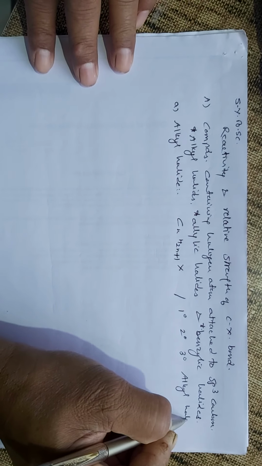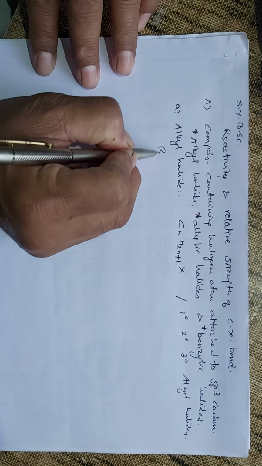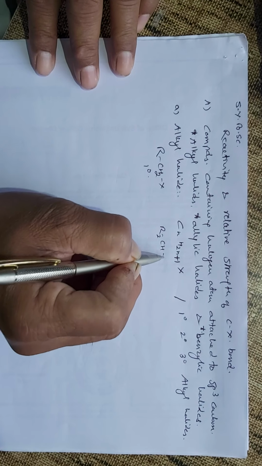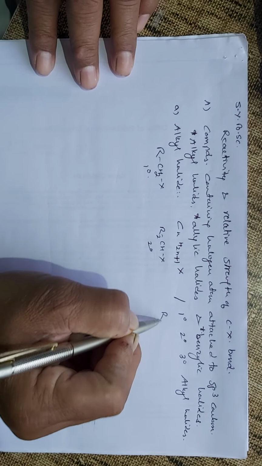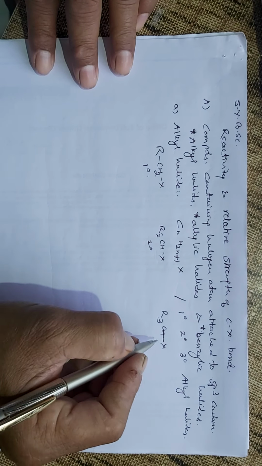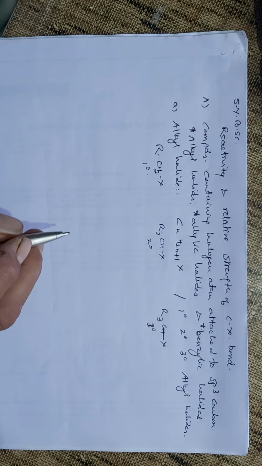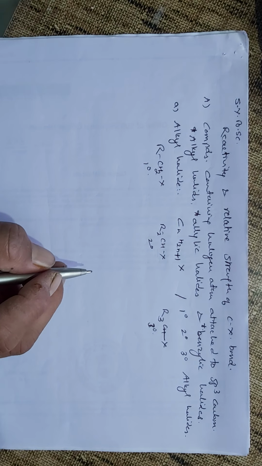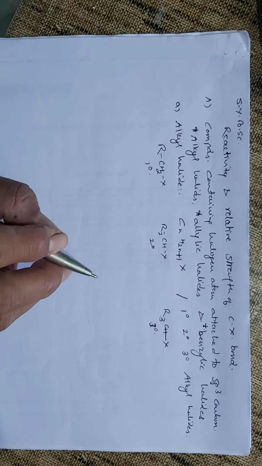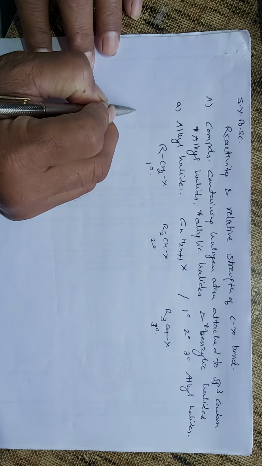So we have studied all these things since 12th standard. The examples: RCH2X is your primary alkyl halide, R2CHX is your secondary alkyl halide, and R3CX is your tertiary alkyl halide. So this is the class of compound which gives you a homologous series. We have discussed this thoroughly in the 12th standard and first year.